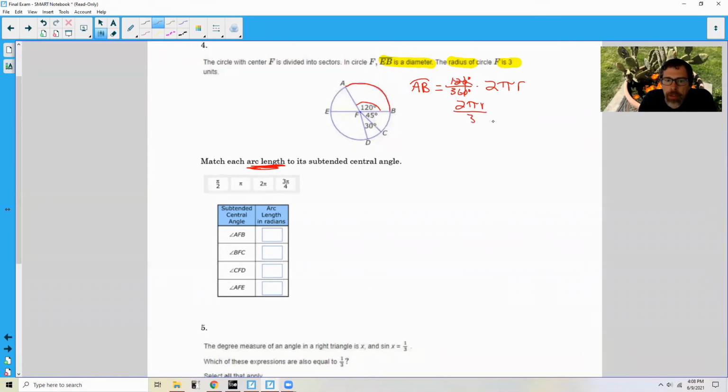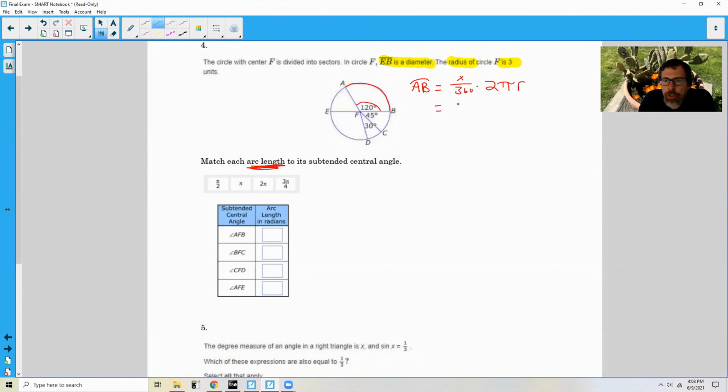Okay, or is that right? 12 goes into 36 3 times, yes. And I forgot my r. I should substitute that in here. I'm jumping steps here. So let me just write the formula first, then substitute the givens. So the formula is the angle over 360 times 2 pi r.